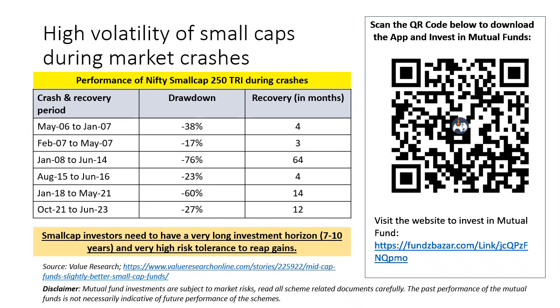So these are some of the crash and recovery periods, and you are seeing the drawdown in the Nifty Smallcap 250 TRI, total return index. This is the entire small cap index that we are looking at. Drawdown means the maximum decline that the index has witnessed during these crash and recovery periods. Incredible. You can look at minus 76% drawdown, and this index remained below the crash level for 64 months. That is the recovery time. That means it took 5 years for small caps to recover to the pre-crash level.